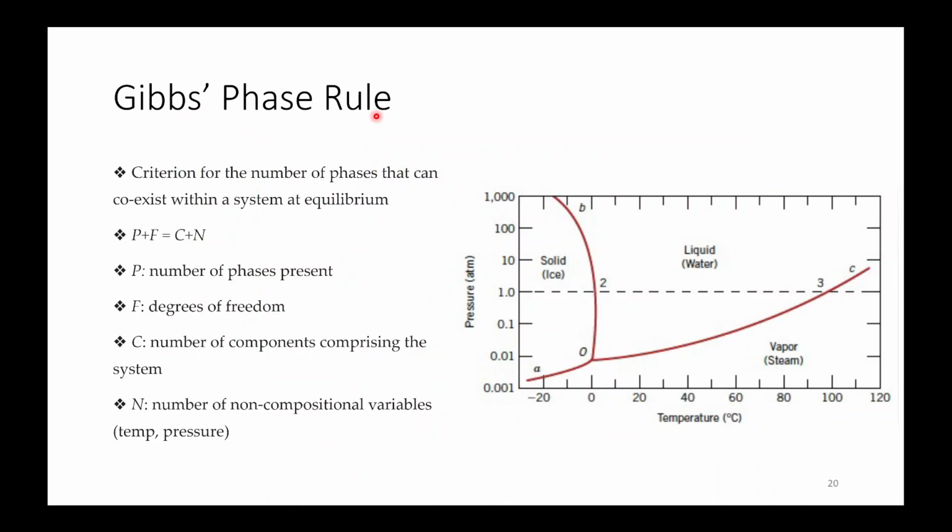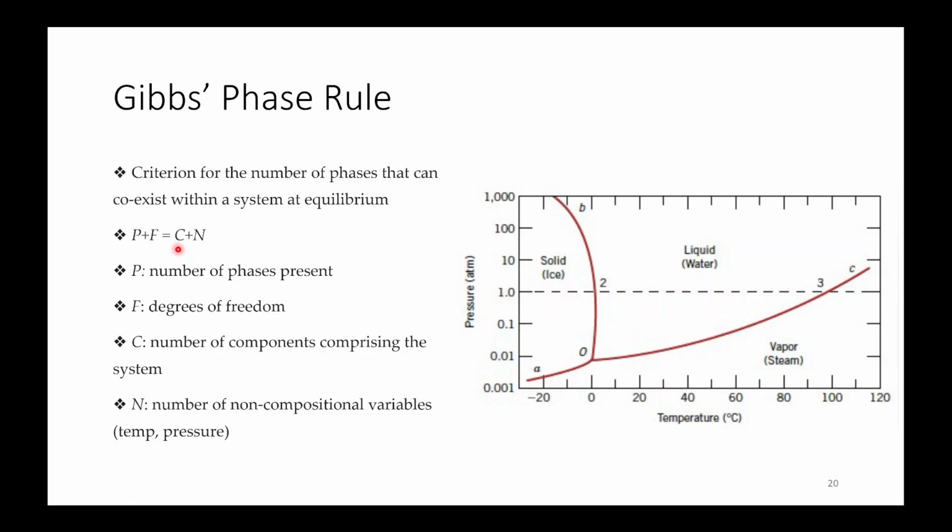Now for the Gibbs phase rule, it is the criteria for the number of phases that can coexist within a system at equilibrium. So for this Gibbs phase rule, it is your P plus F equals C plus N. Here P is your number of phases that are present, F is your degree of freedom, C is your number of components that are comprising.